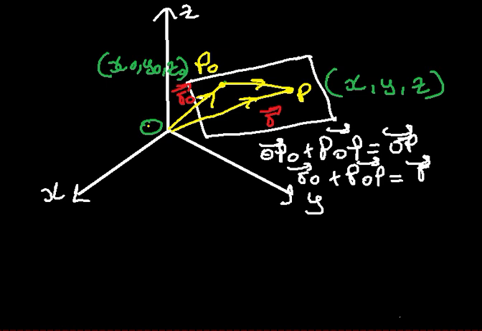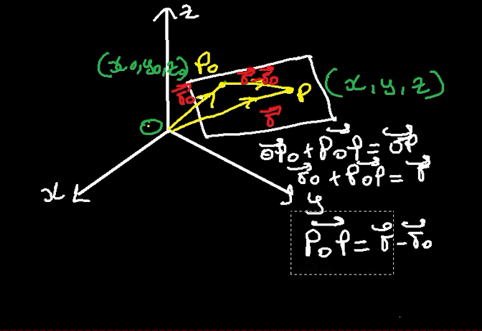Now in this case, let's think of expressing what the vector P naught P is. You see that the vector P naught P is given as the vector R minus the vector R naught. That's how it will be. So the vector P naught P is given as the vector R minus the vector R naught, using the triangle of adding vectors. So keep that in mind.